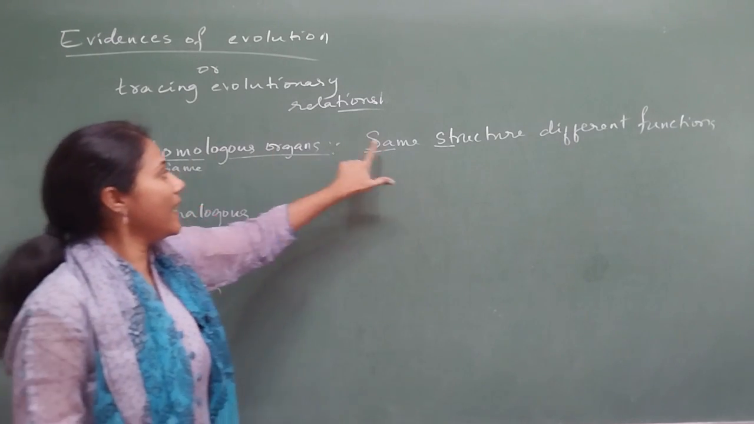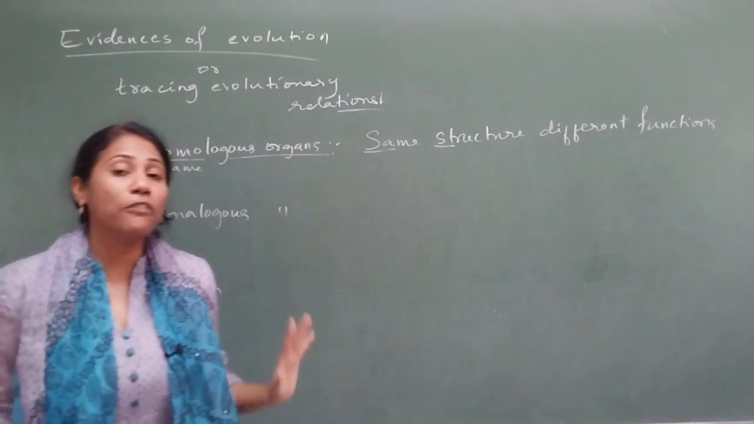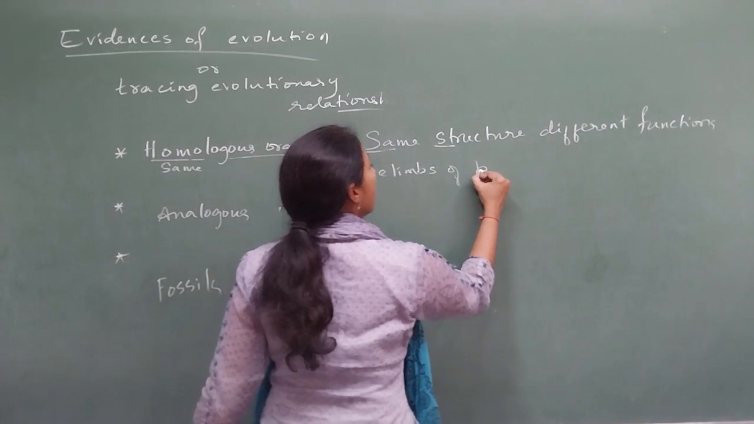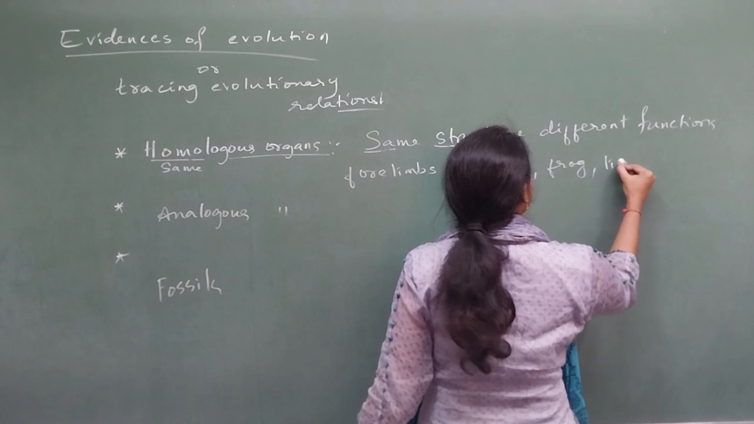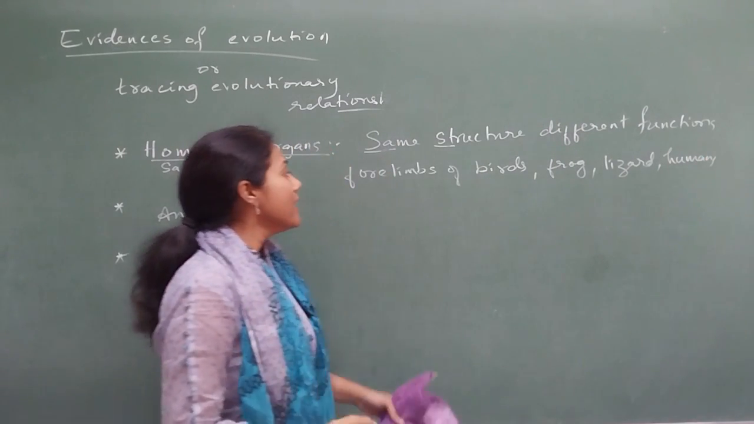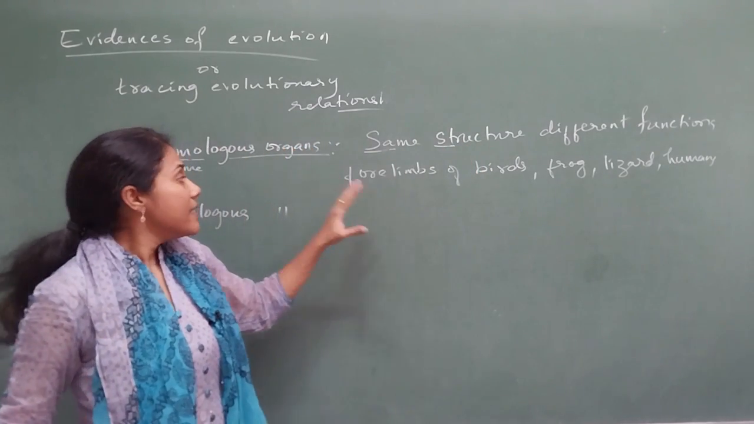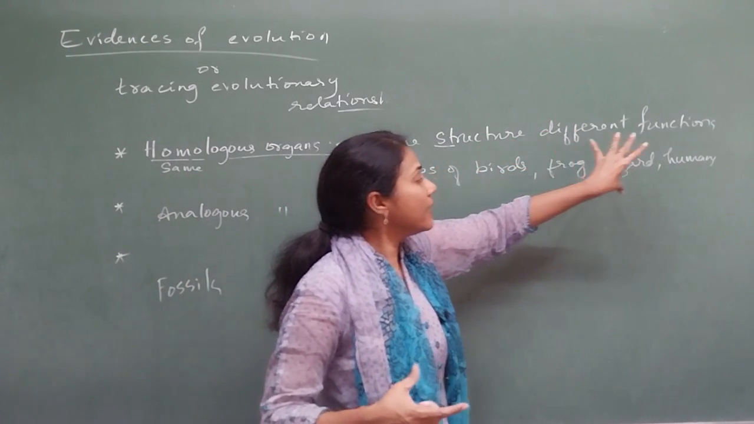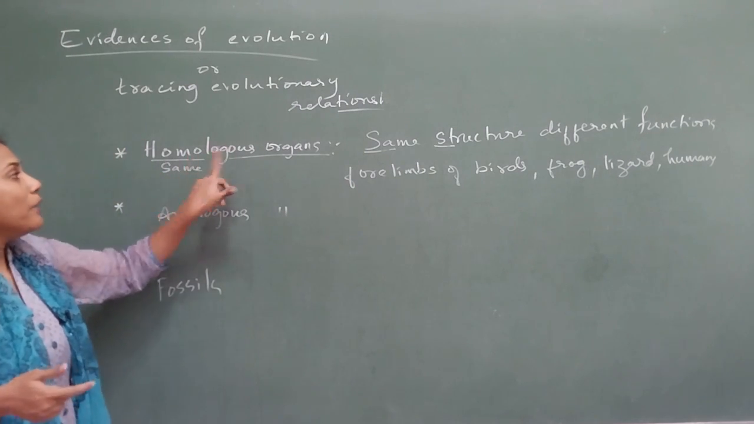Homo means same. What is same? S for same, S for structure, with different functions. This is how you have to remember. So what are the examples here? Four limbs of birds. Amphibian means frog, reptiles means lizard, and mammals means humans. Or they'll mention the limbs, the legs of bird, frog, human. That is homologous. Four limbs in the sense hands and legs. If they give a bird, amphibian, reptile or mammal category and ask you, then no doubt that is an example for homologous organs.